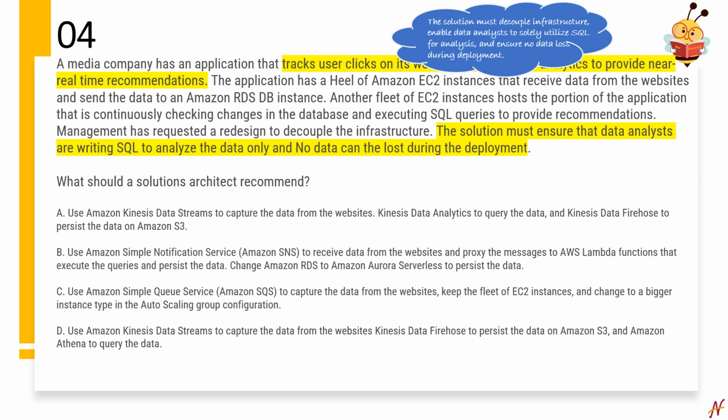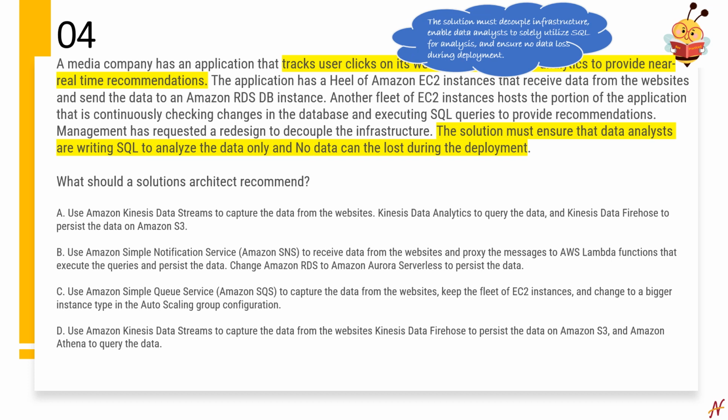So we have four options over here, but let's first discuss each of them. Option A is using Amazon Kinesis Data Streams to capture the data from the websites, Kinesis Data Analytics to query the data, and Kinesis Data Firehose to persist the data on Amazon S3. Option A leverages managed AWS services for streaming data processing and analytics. It may offer the same level of flexibility, scalability, and cost effectiveness.